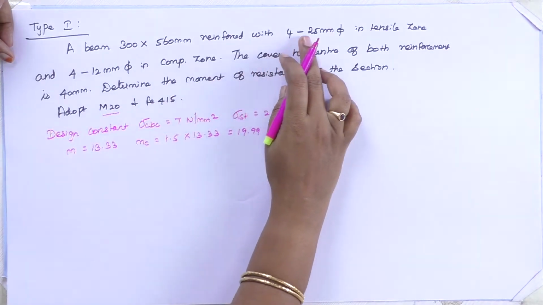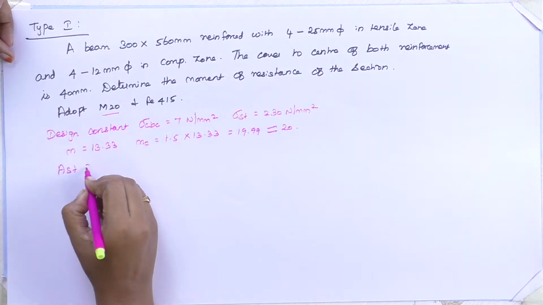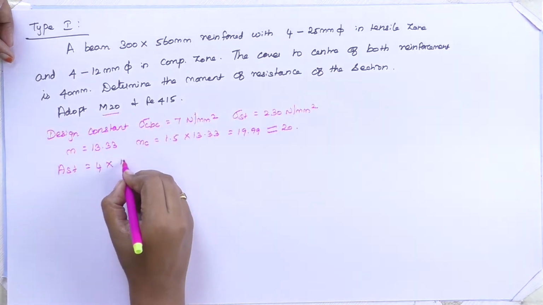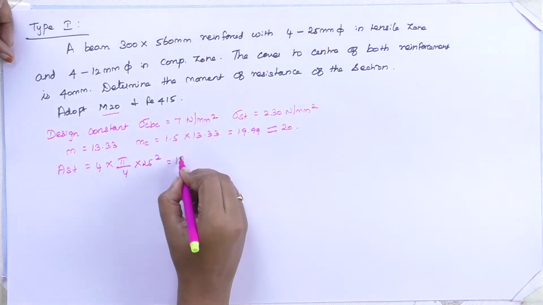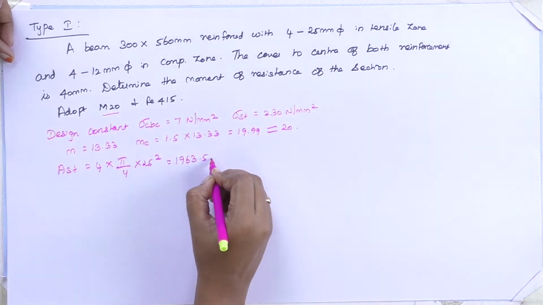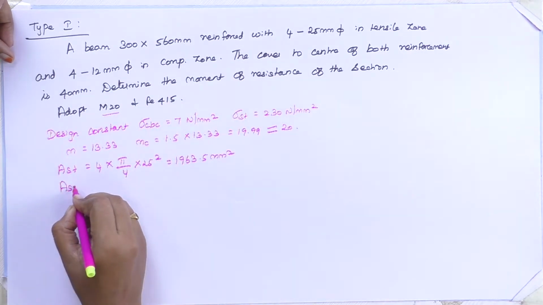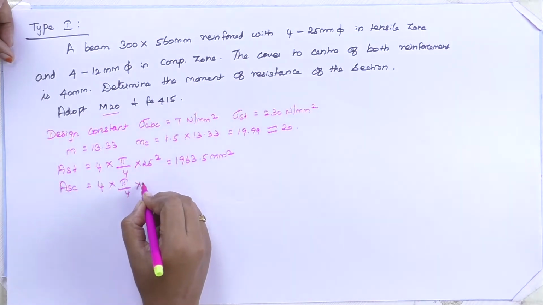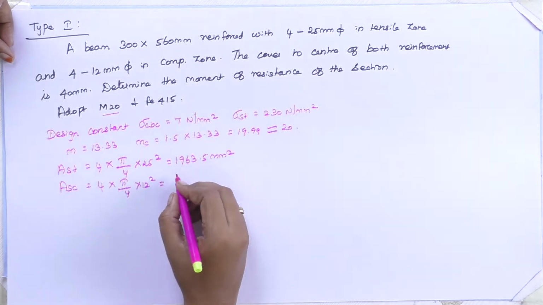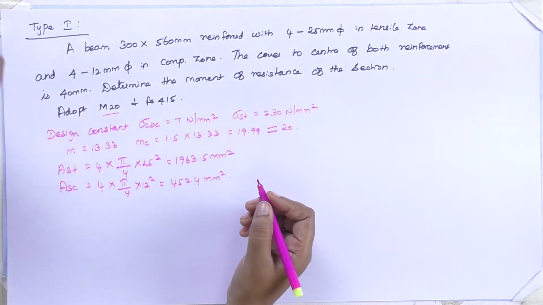Then from the reinforcement given, you can write AST is equal to 4 into pi by 4 into 25 square, 1963.5 mm square. In the compression zone, ASC is equal to 4 bars of 12 mm diameter, you can call 452.4 mm square. This is your AST and ASC.